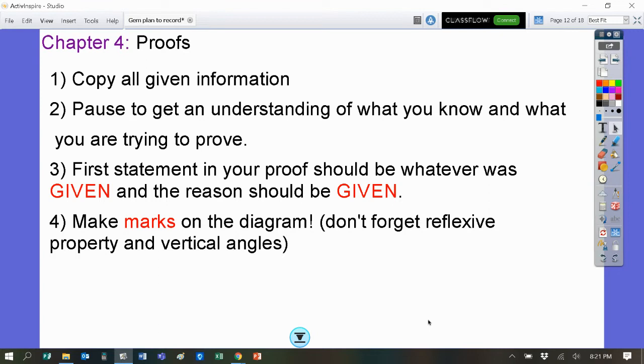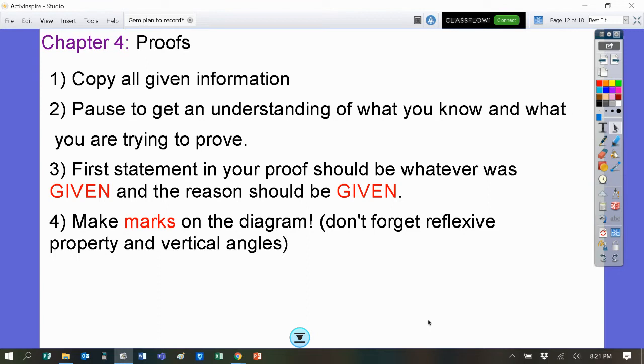So first thing, copy all your given information. So much is in that given. Then you're going to pause and get an understanding of what you know and what you're trying to prove. Always think about it: you have the beginning and you have the end, so you want to work yourself out. Your first statement in your proof will always be your given, and your reason will be your given. You should never miss those.